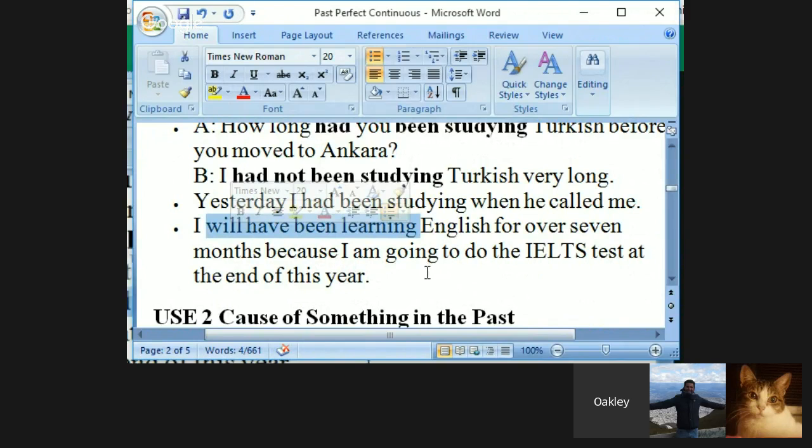Okay. So, I had been learning English for over 7 months because I took the IELTS test in October, like that. Okay. Past tense, which makes it in the past. All right.